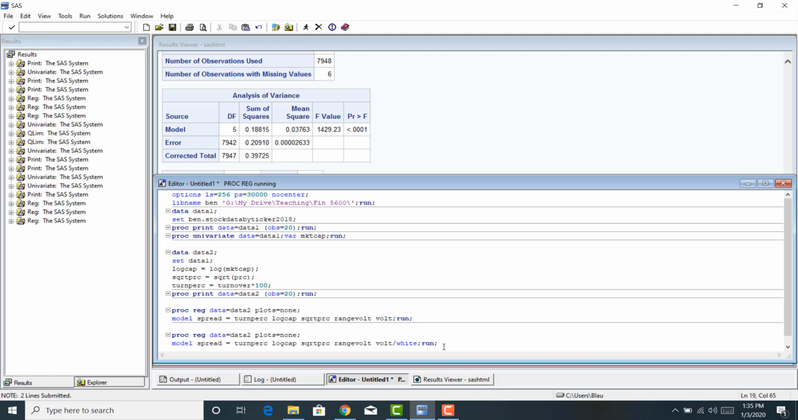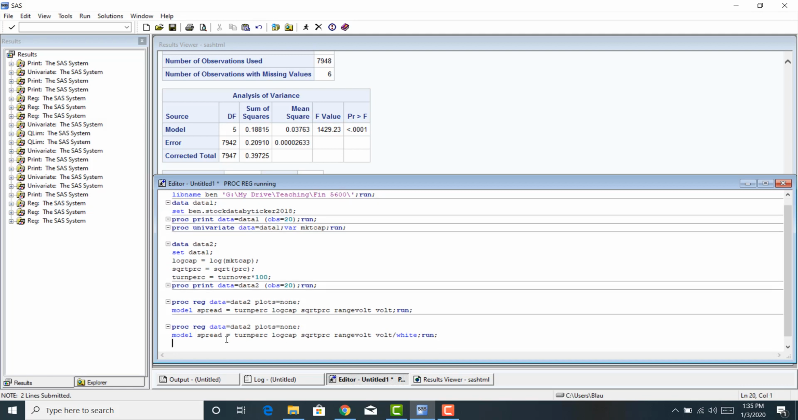So again, this is a way to be a little bit more robust when conducting cross-sectional regression analysis using OLS. Let me talk about the dependent variable here. The dependent variable is bid-ask spread, which is the percentage spread. It's bound between 0 and 1.